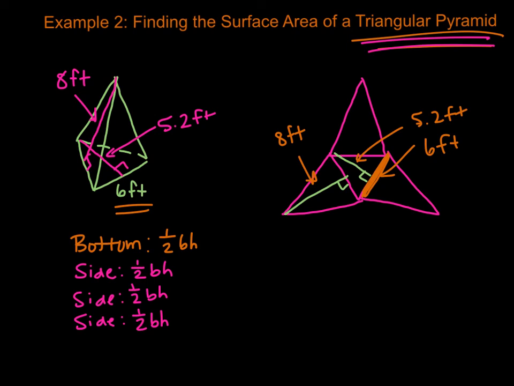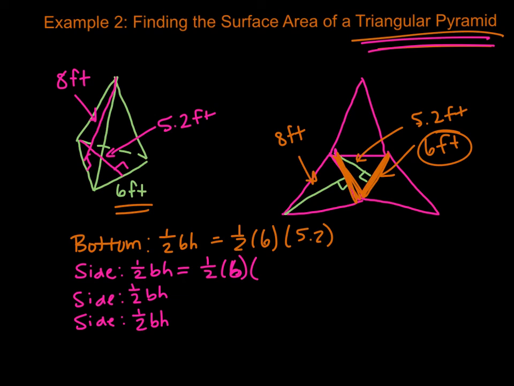So plugging in those numbers, I'm going to start with my bottom. It would be 1/2 times my base, which is my 6 feet, times my height on this one, which is 5.2 feet. Then my second one down here, one of my sides. Now these sides are all the same, or they would have given us different measurements. My base right here is the same. It's 6 feet. So I've got 1/2 times 6, times 8, because the height of this triangle right here is 8. And then those will all be the same.